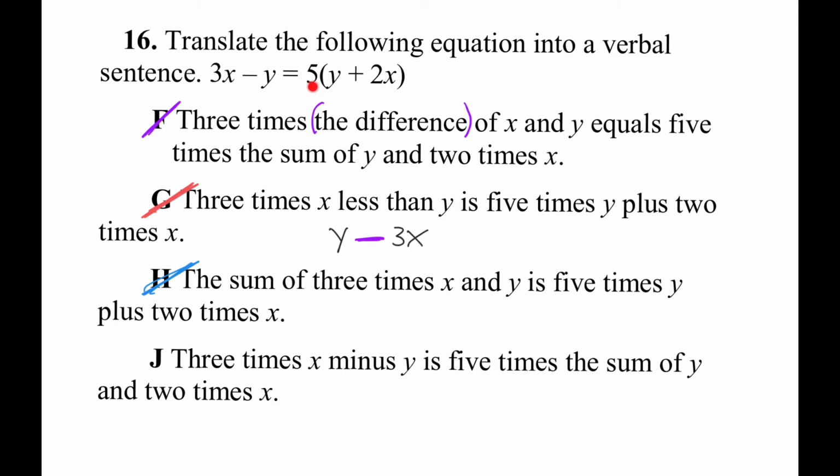Is 5 times. So we have the 5 times the sum. Hey, we know that the sum means we need parentheses. And we do have parentheses. The sum of what? Y and 2 times x. The y and 2x. Yes, so that is your answer. So you guys have to look for those keywords that make sense, and then you guys have to make sure that it represents the equation that is given in that question.